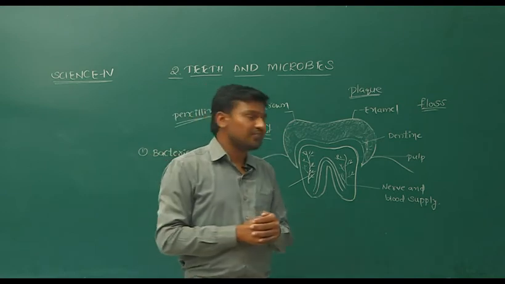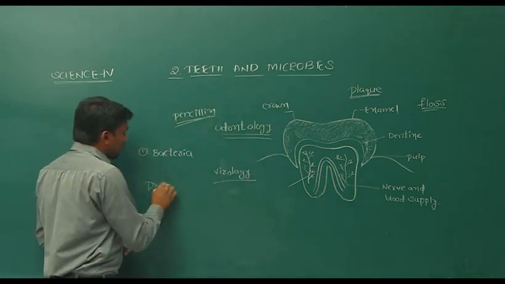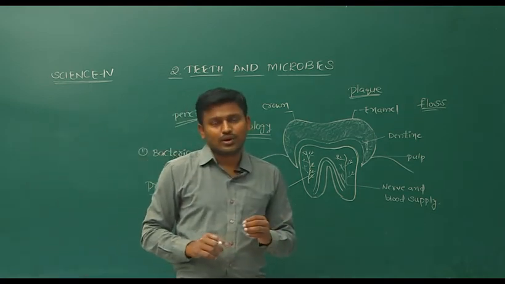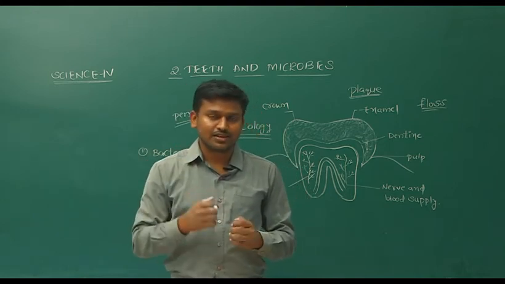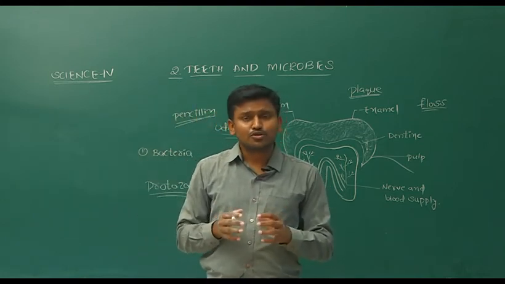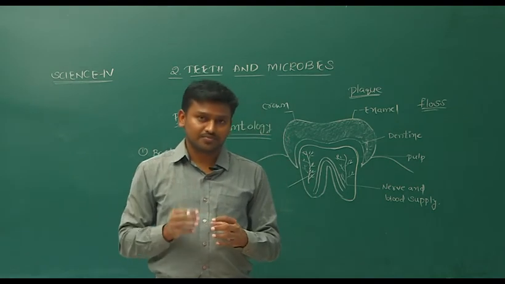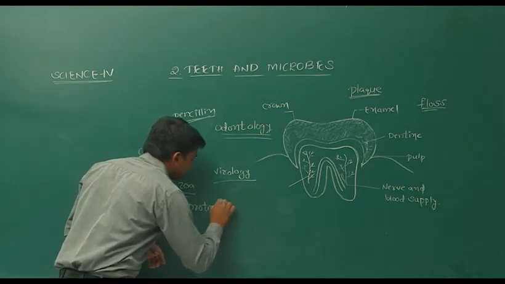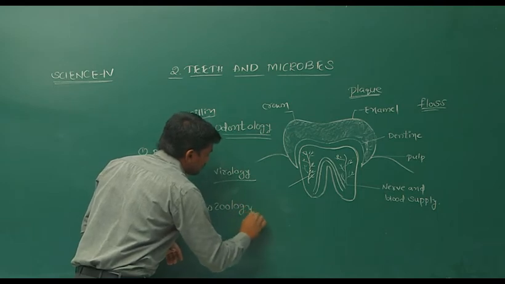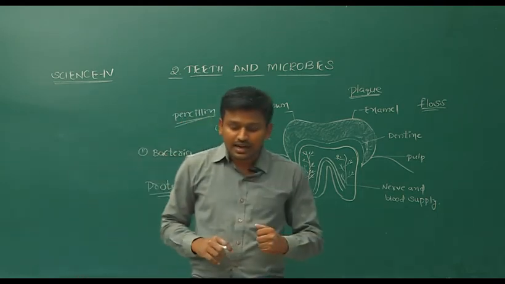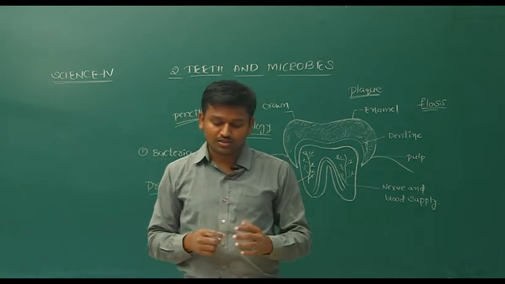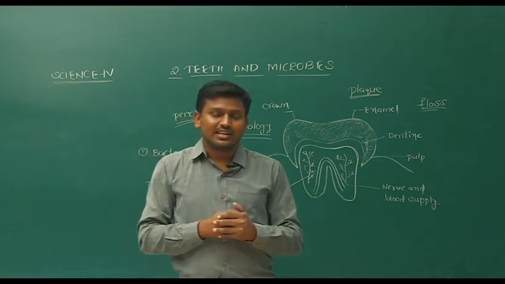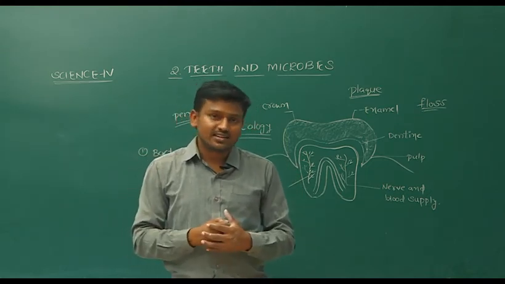And next, the third microbe, that is protozoa. These are a little bit bigger when you compare them with bacteria. The study of protozoans is called protozoology. Let's see some diseases that are caused by these protozoans. They are malaria and dysentery. What is this dysentery? It is an infection in the intestines.